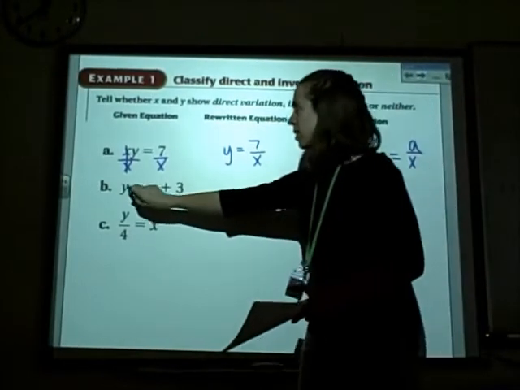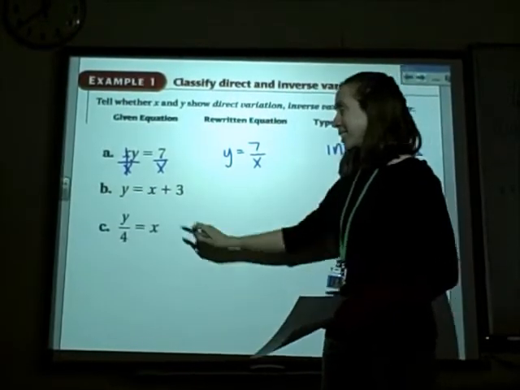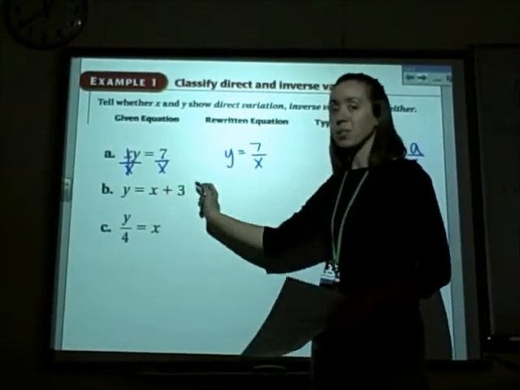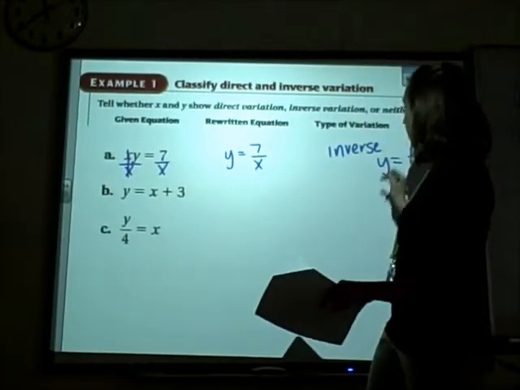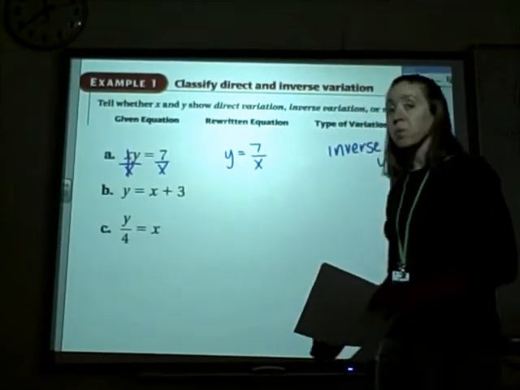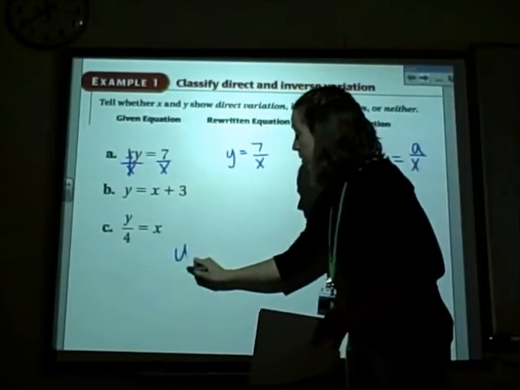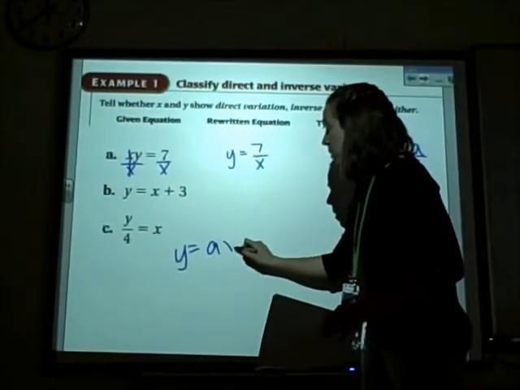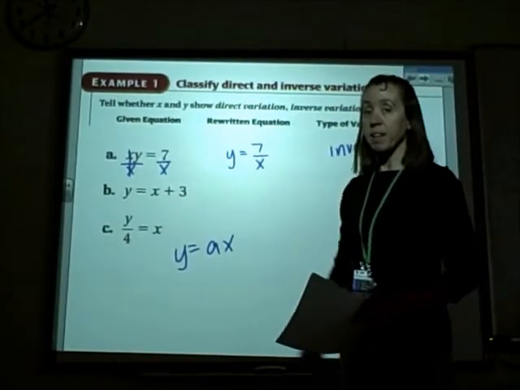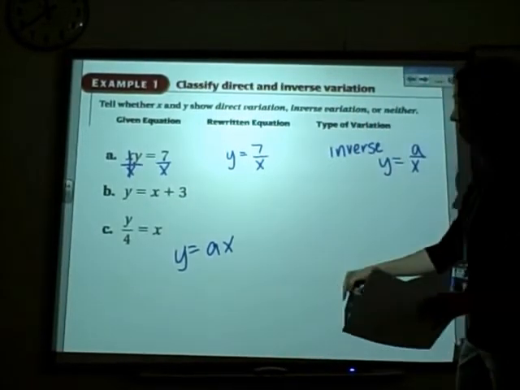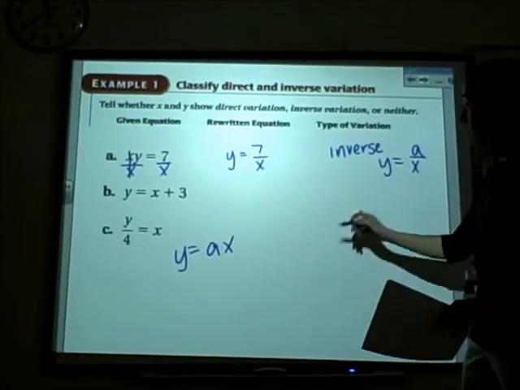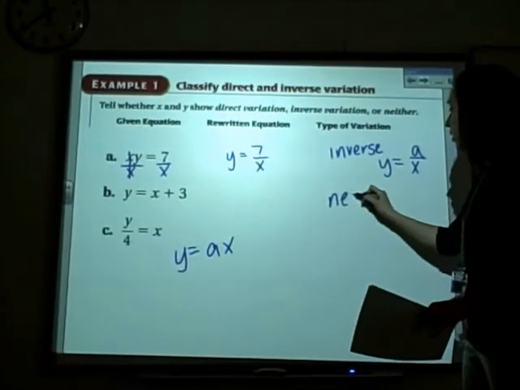Well, this one's already y equals, and it doesn't look like that. It has x plus 3. It does not look like inverse. The other one that we talked about on the first slide was direct variation, where it's y equals some number times x. Well, we don't have that either. So we don't have to rewrite it because it's already y equals, and we say neither.